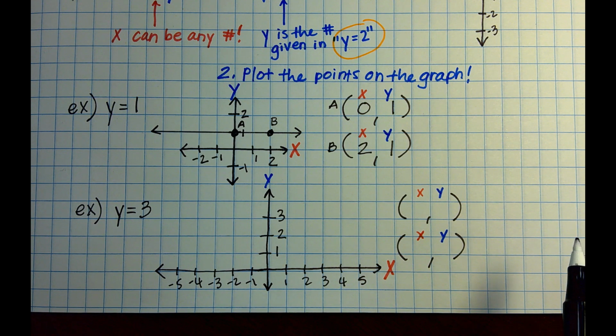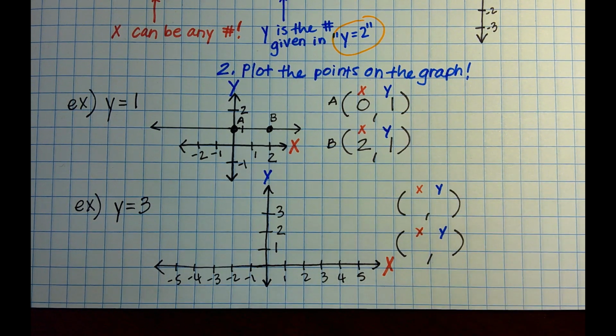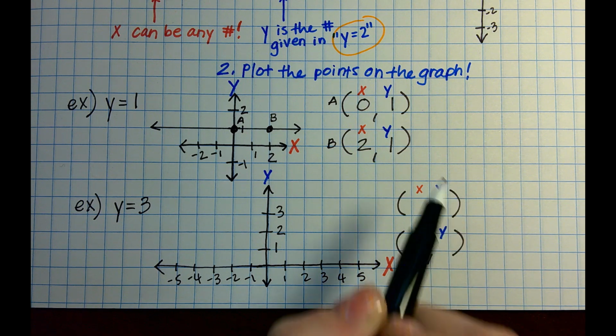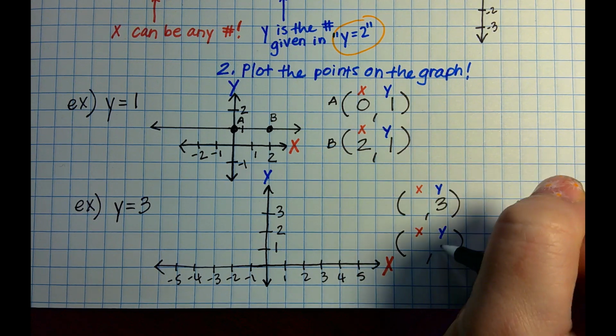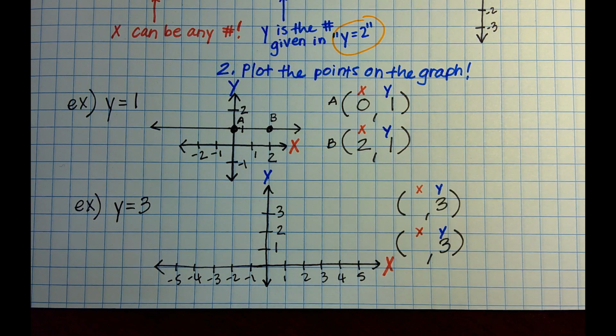I like to label everything. Okay, so what do I know for sure about both of these coordinates that cannot change? 3 for x or y. For y, it tells me right there, y is 3. So, y is 3. We're going to go ahead and fill in the 3's.